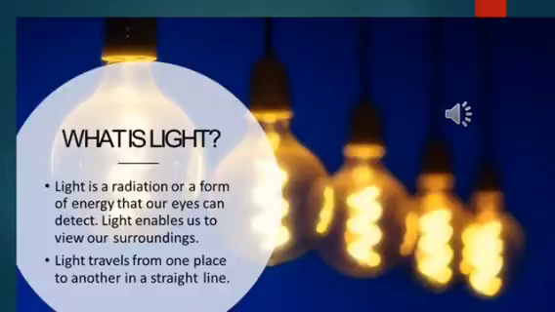And one important property of light, we will discuss some more properties. The first property of light: we say light travels from one place to another in a straight line. So that we will discuss in the next slide.